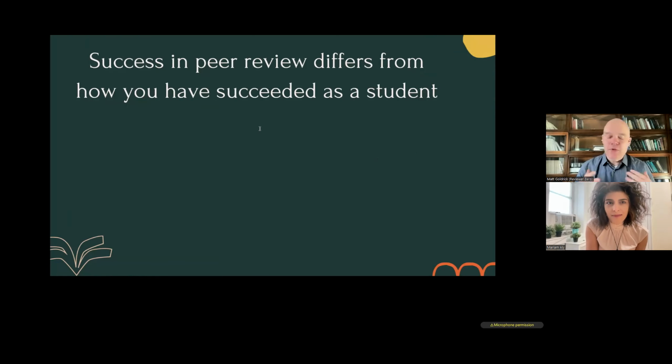The other thing that makes, so peer review is this really loaded process. It's extremely important. It involves all this negativity. The other thing that is really critical to know about peer review is that success in that domain is really different from success as a student.